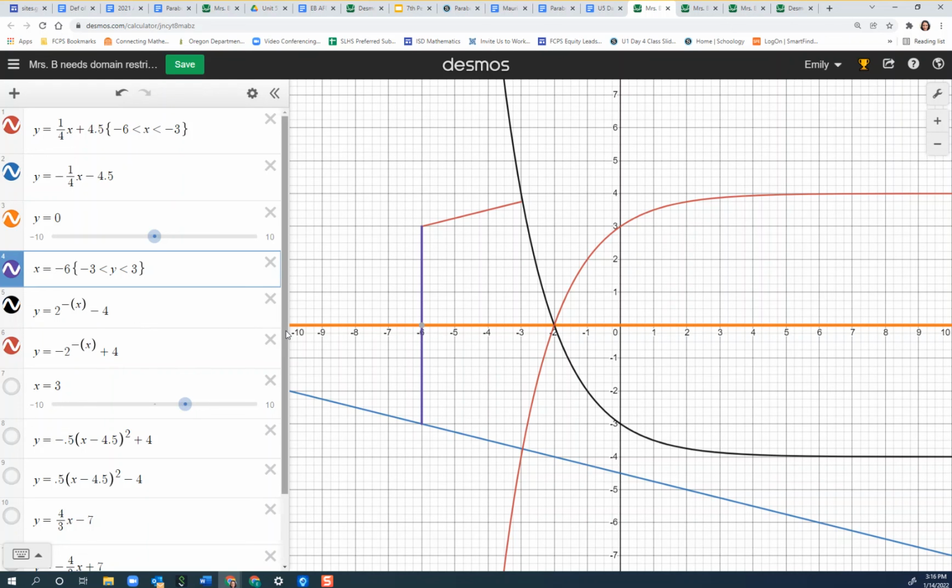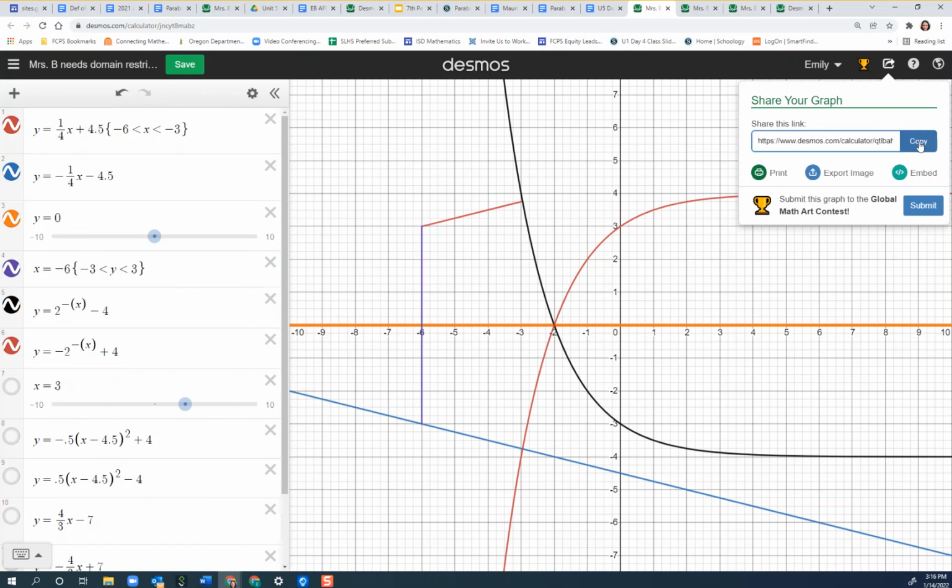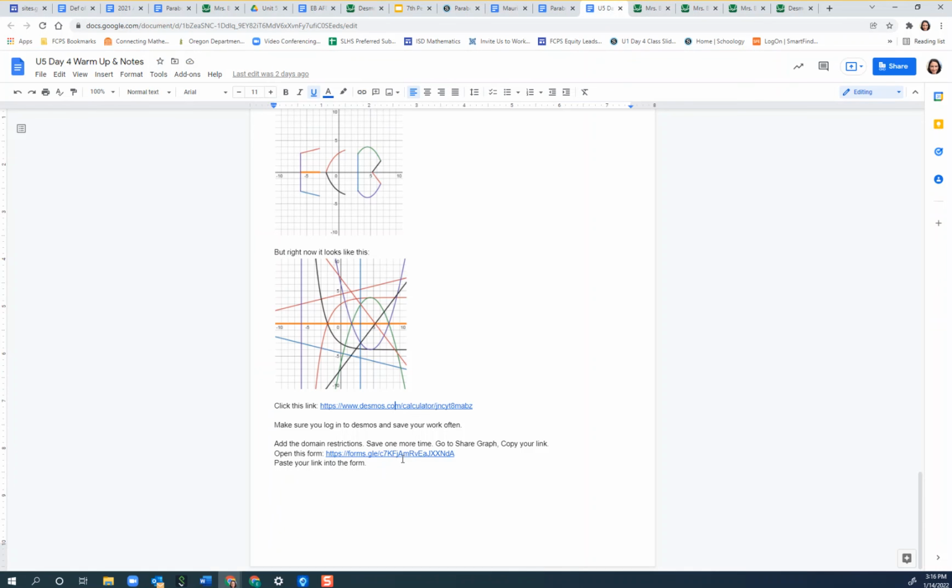And then remember, once you're all done, and also along the way, you want to hit the save button. Make sure you're logged in before you hit the save button. And then you are going to share your graph, copy the link, and then go back into the notes to put your link in this form.